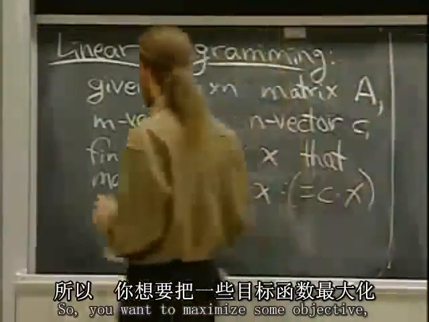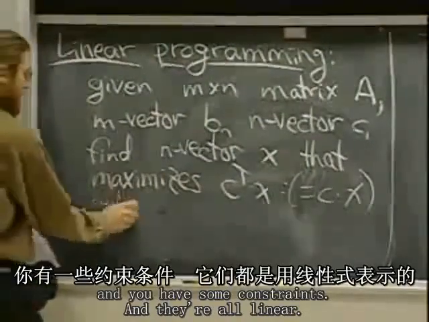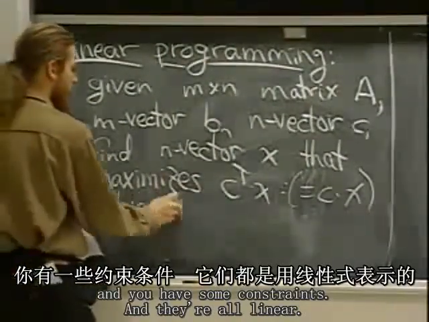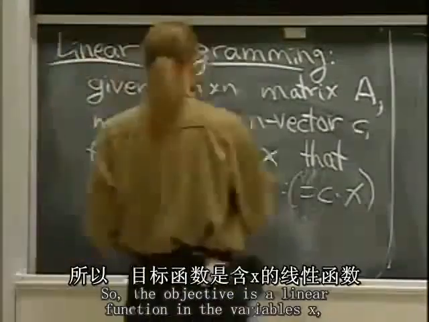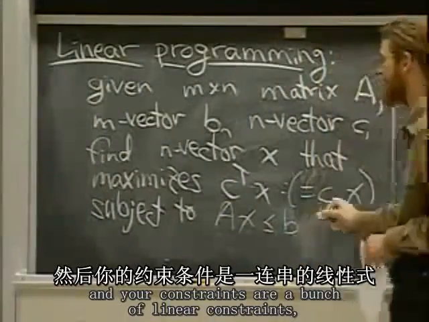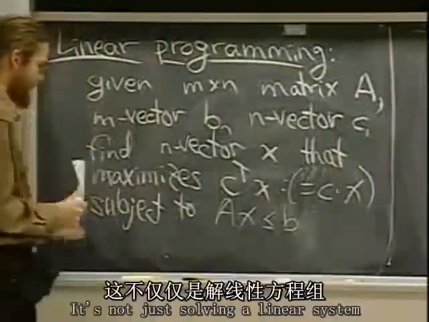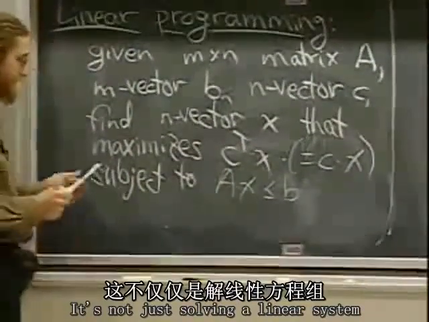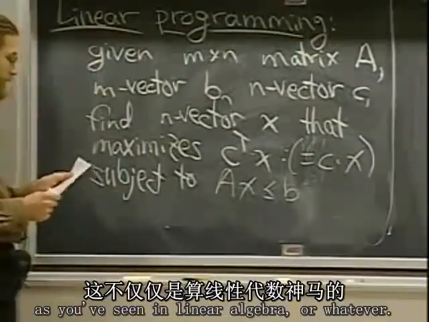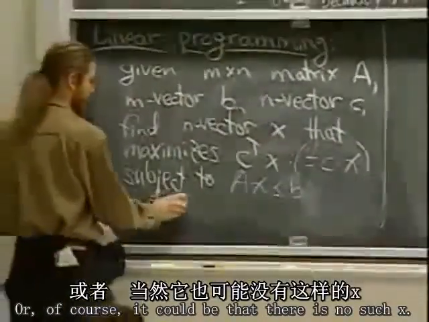So you want to maximize some objective, and you have some constraints. And they're all linear. So the objective is a linear function in the variables x, and your constraints are a bunch of linear inequality constraints. That's what makes it interesting. It's not just solving a linear system, as you've seen in linear algebra or whatever. Or, of course, it could be that there's no such x.